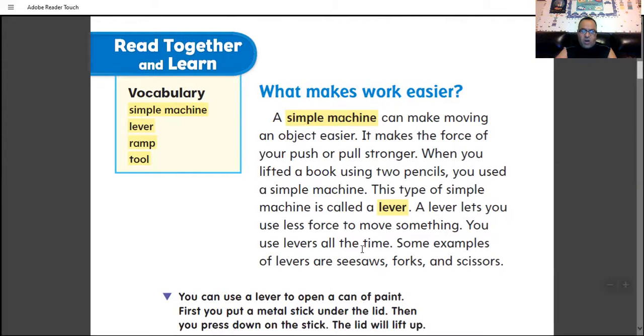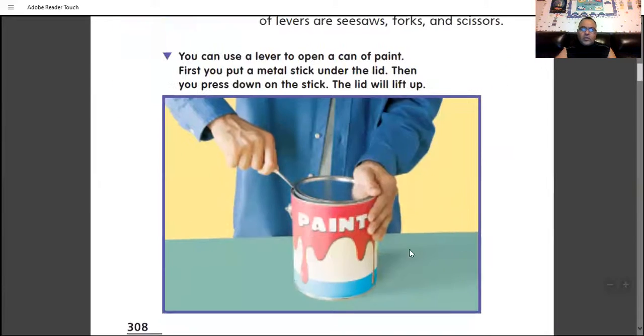You use levers all the time. Some examples of levers are seesaws, forks, and scissors. You can use a lever to open a can of paint. First, you put a metal stick under the lid, then you press down on the stick, and the lid will lift up.